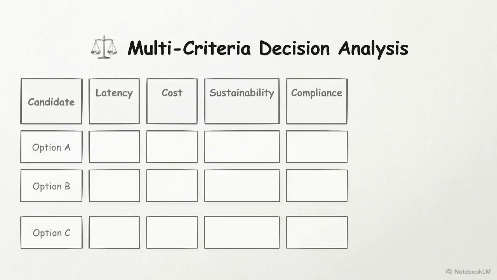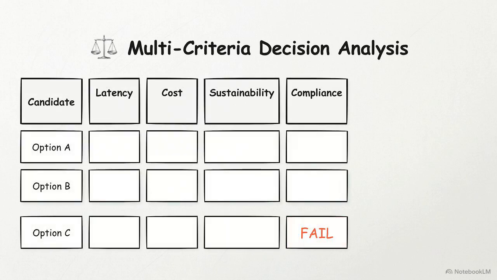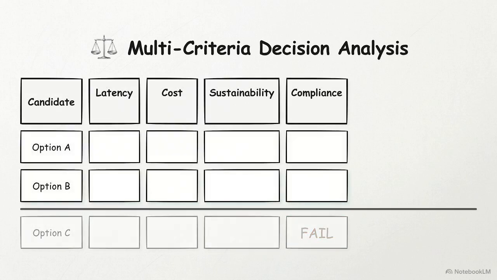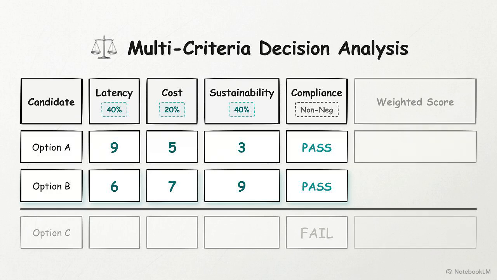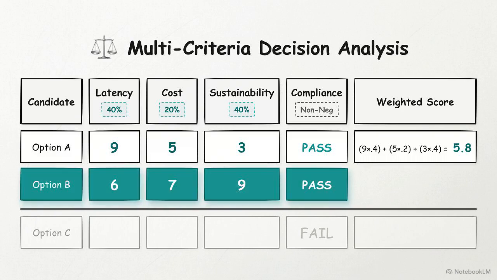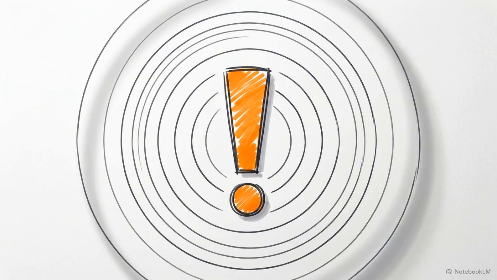When sustainability competes with latency, cost, and compliance, we use multi-criteria decision analysis. First, non-negotiable constraints like data laws eliminate invalid choices immediately. For the remaining options, we assign percentage weights, score candidates, multiply, and sum the results to find a mathematical winner. Pay close attention here, because this is the focus of exam trap question 9.